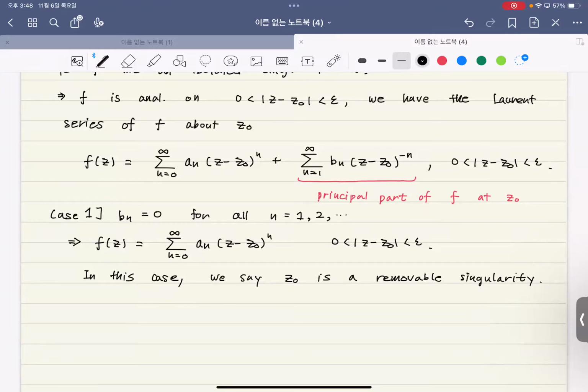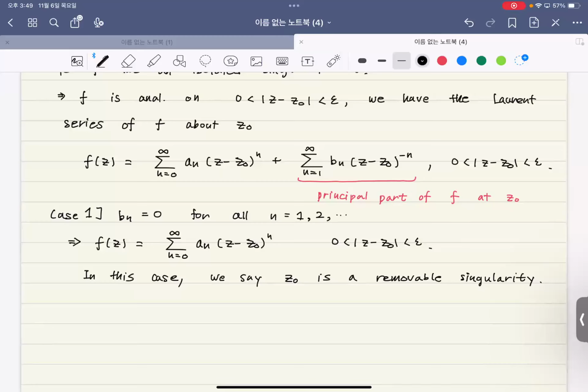Why is it called the so-called removable singularity? Why is this singularity removable? Well, technically my function is not defined on this point, right? Because as you can see from the domain, this function is not defined at z0. However, I can still fill this singularity by properly defining the function value at this singularity.